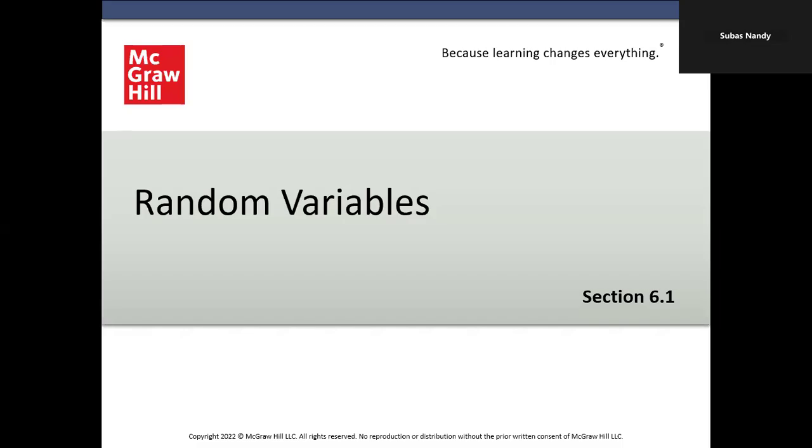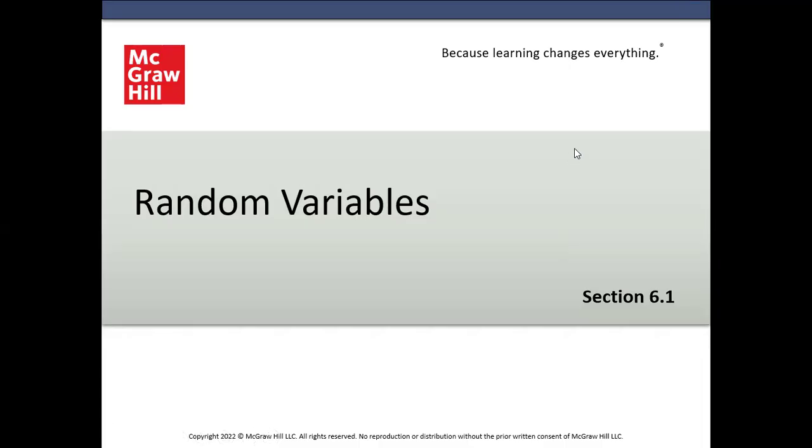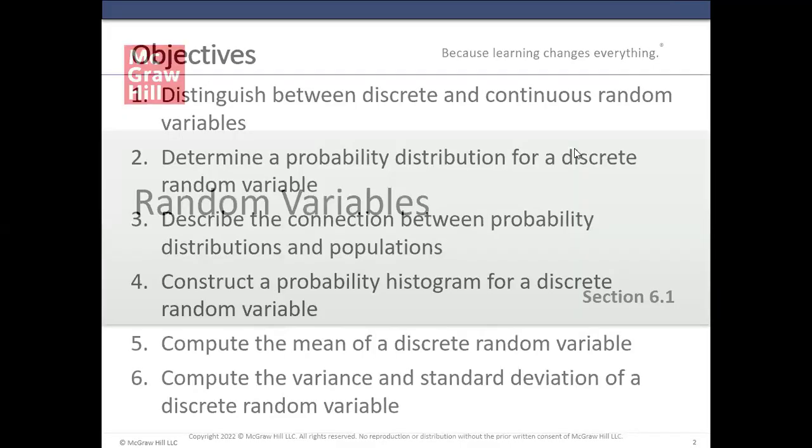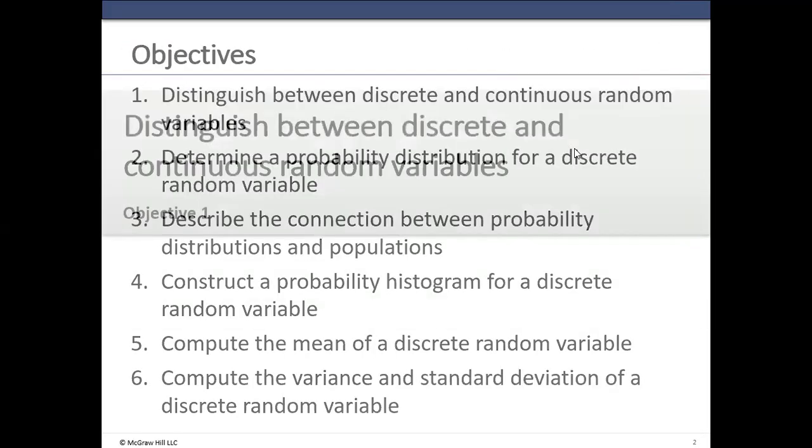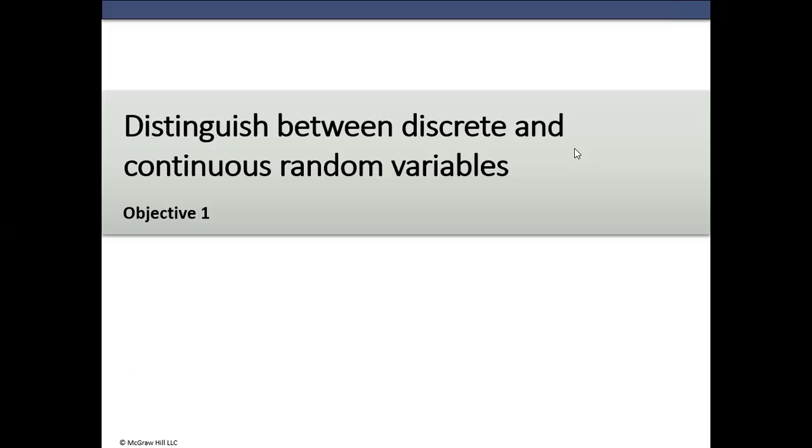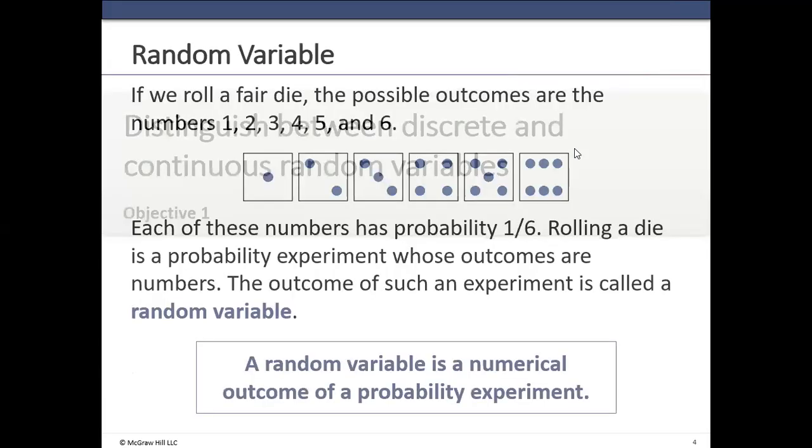So as I told you, we are going to discuss random variables. The word random particularly means without any preference, without any order. And variables comes from the word vary, which means a characteristic that varies from person to person or from object to object. So these are my objectives.